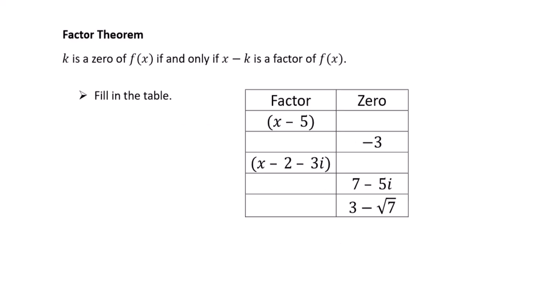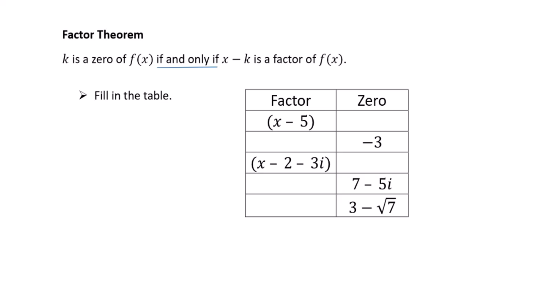The factor theorem. The factor theorem states that k is a zero of f of x if and only if x minus k is a factor of f of x. When we look at a theorem like this, we have "if and only if" in the middle. It means that we can use this theorem forwards and backwards.